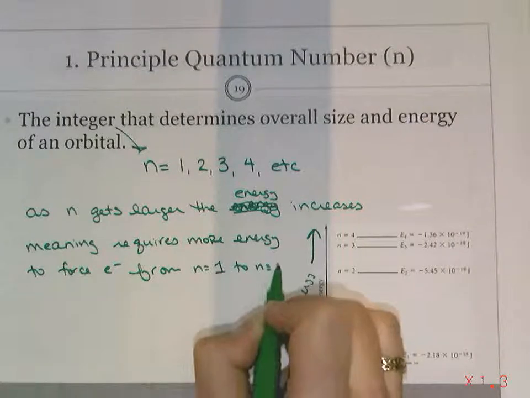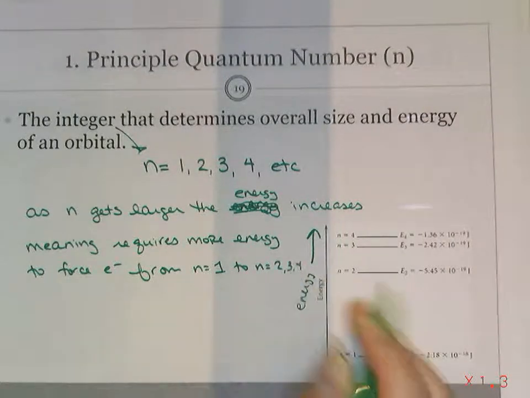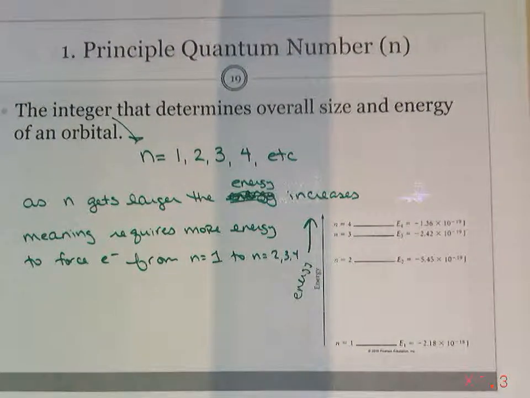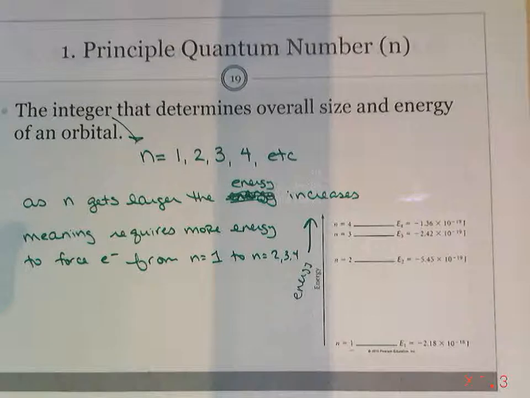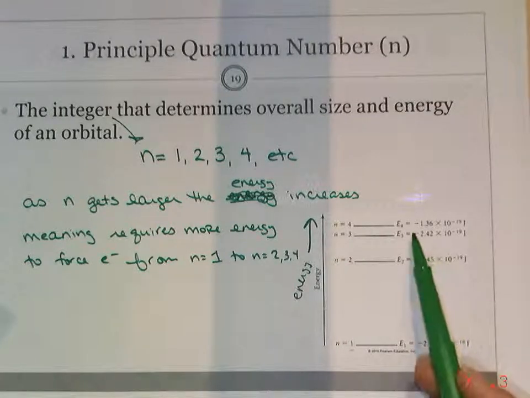So as n gets larger, the energy increases. And that means that more energy is required to force an electron from this low energy level to any other. Right, it's saying I need more energy to go from 1 to 2, and even more to go 1 to 3, even more than that, 1 to 4, because I'm pushing it farther away from the nucleus. Then the other thing you may be thinking is, these are negative numbers, which is a little funky, right? Energy is a negative number.